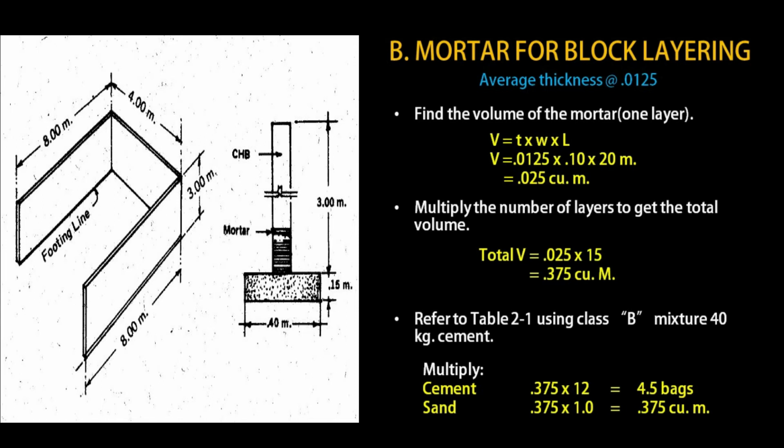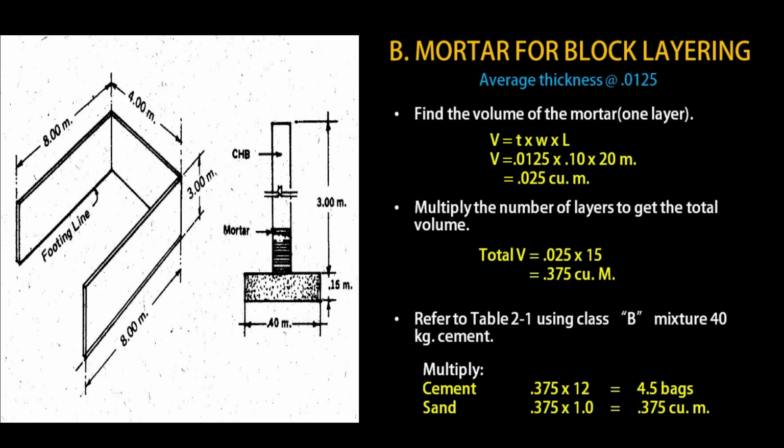First is that we must find the volume of the mortar. The volume is equal to the thickness, which is 0.0125, times the width, which is 0.10 meters, times the length, which is 20 meters. The answer will be 0.025 cubic meter.